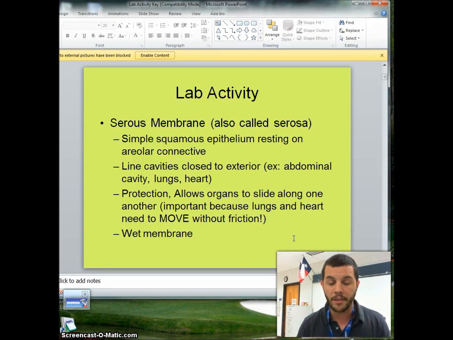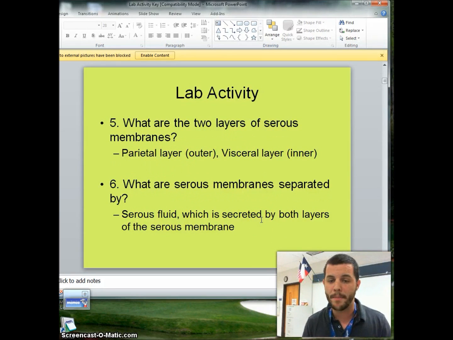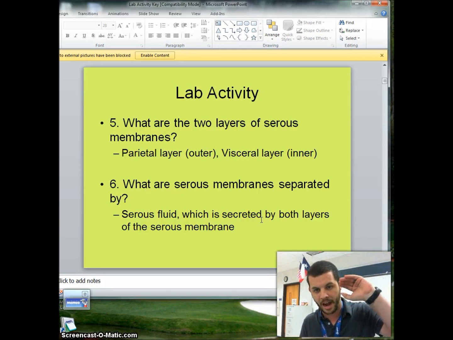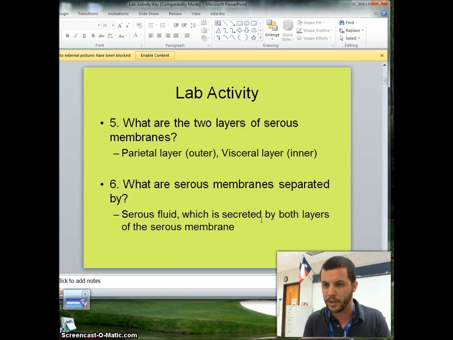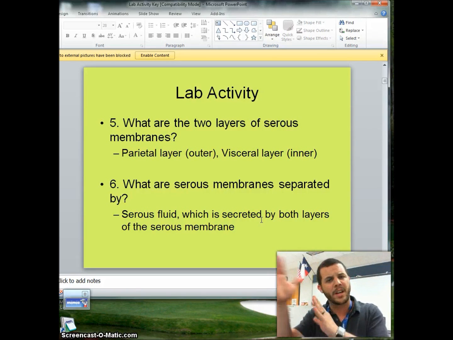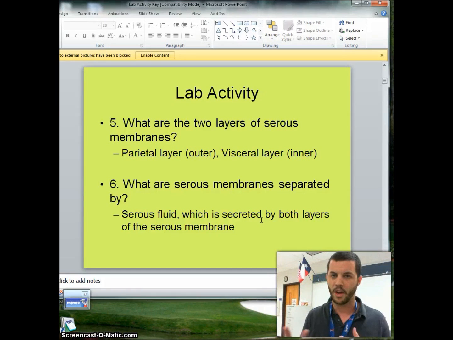anatomy. This is considered to be a wet membrane, and the two layers of the serous membrane are a parietal layer and a visceral layer. The parietal layer is going to be on the outside, and the visceral layer is going to be the inner layer. That inner layer is actually going to attach itself to whatever organ we're dealing with. The outer layer is going to be touching the other parietal layers of other organs, and then you've got the serous fluid in between, which is going to allow it to be frictionless.